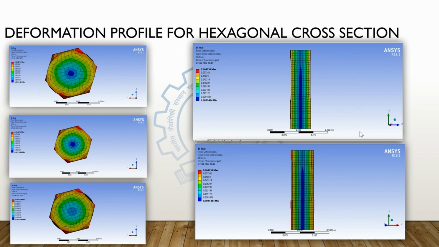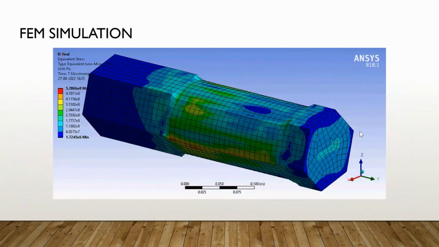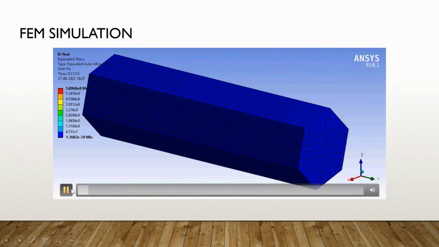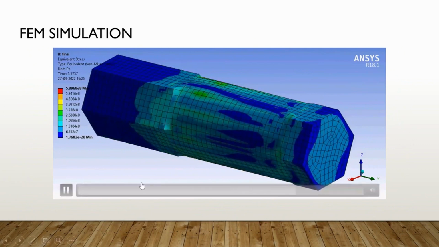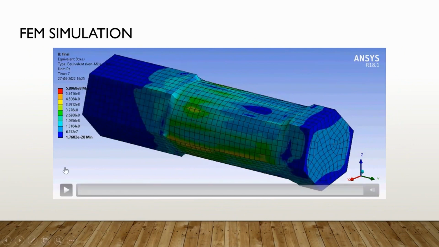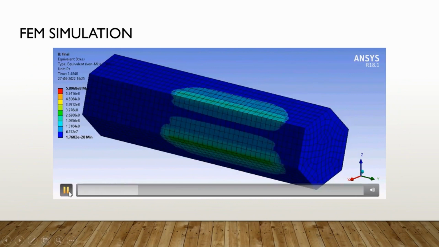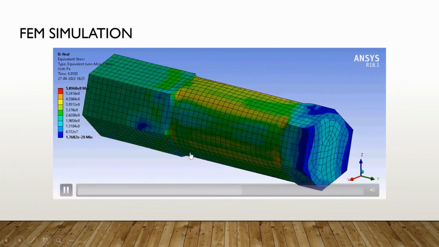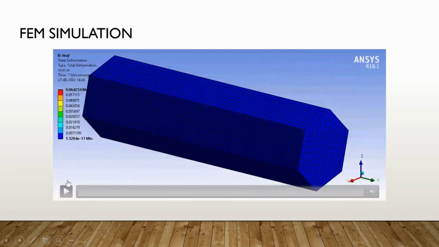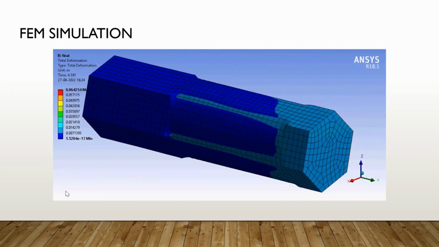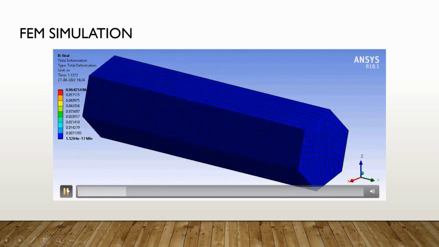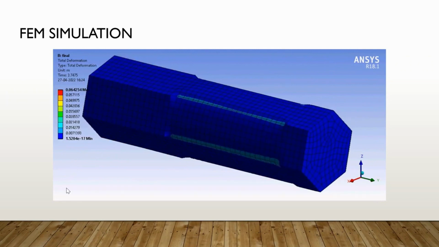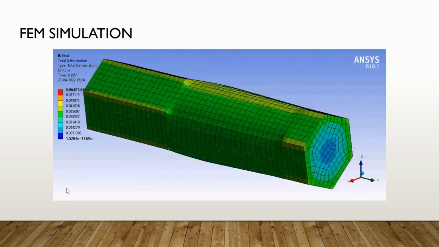Now, if we go to the next slide, we can see the FEM simulation happening. This is the FEM simulation for equivalent stress. This is how stress is developed in the workpiece as dies close upon it. We see as the dies close upon each other, the stress starts developing, and this is the total deformation.